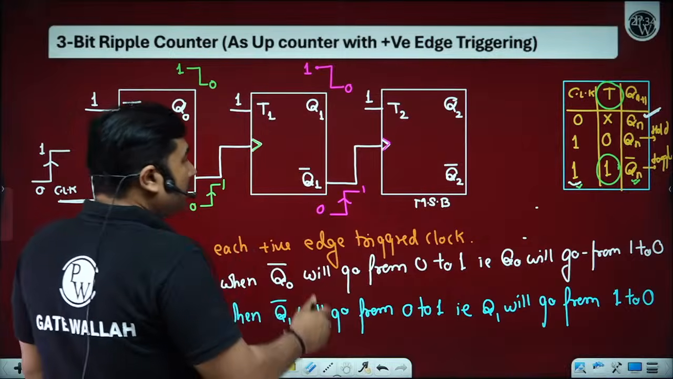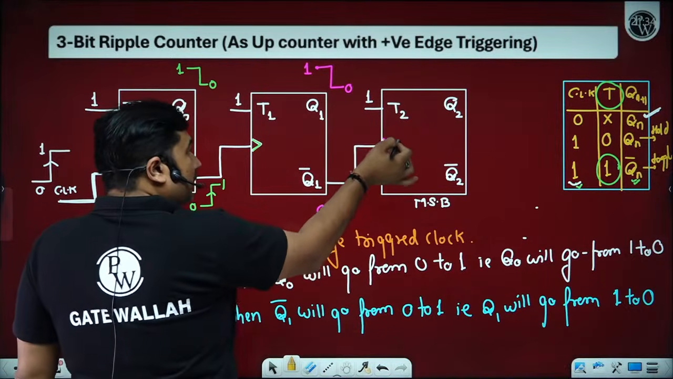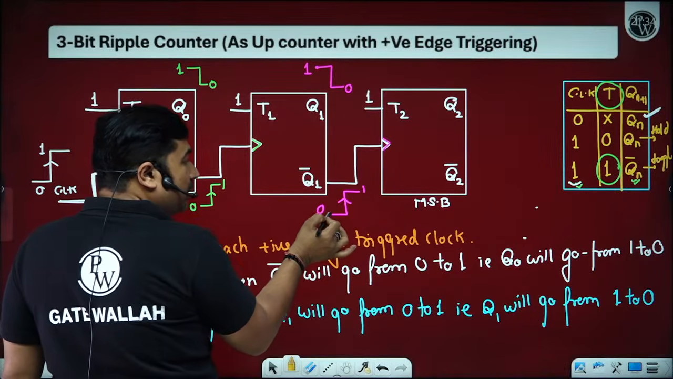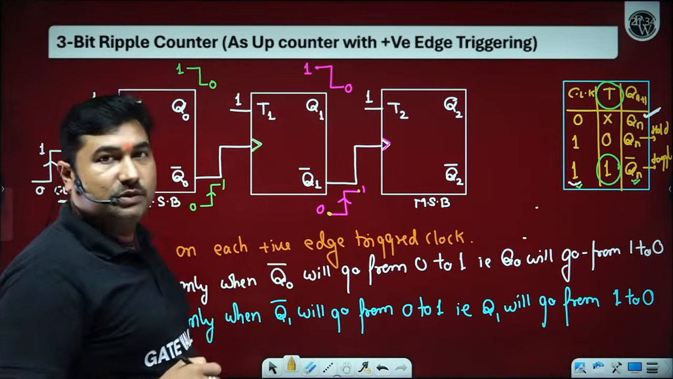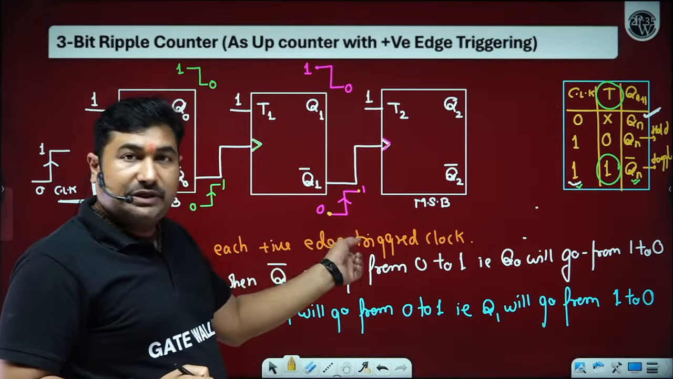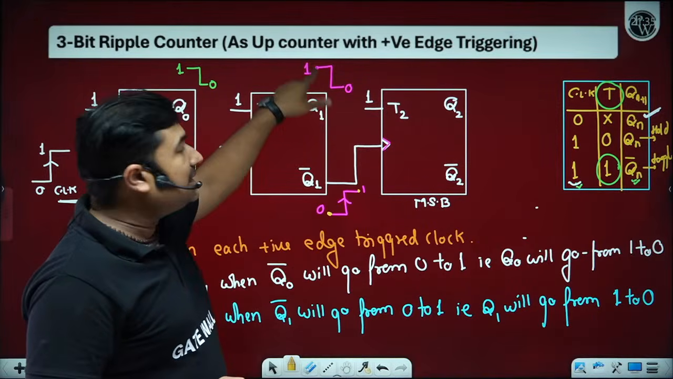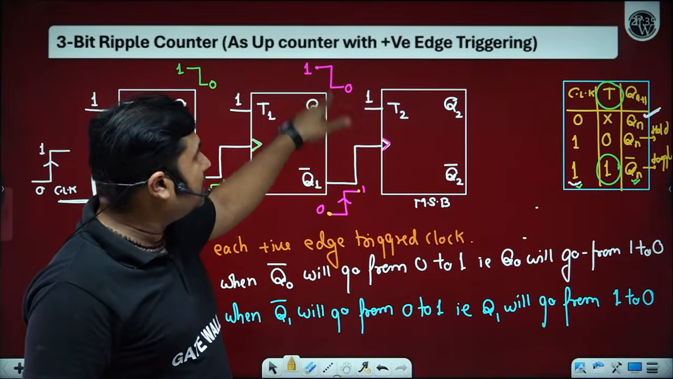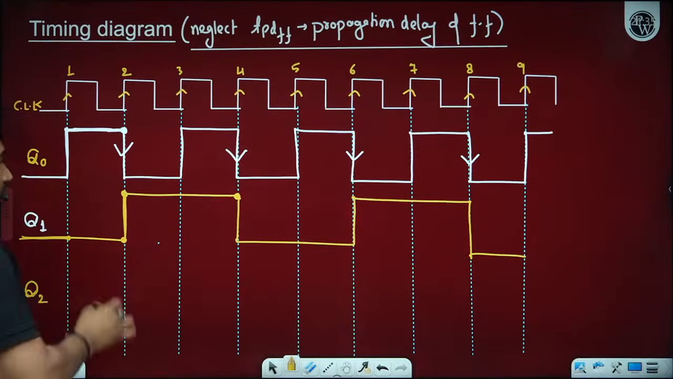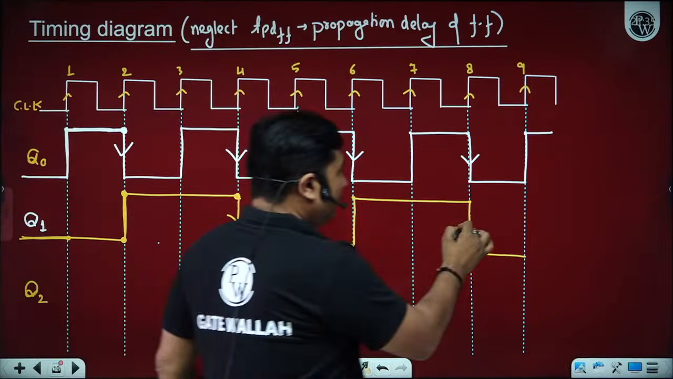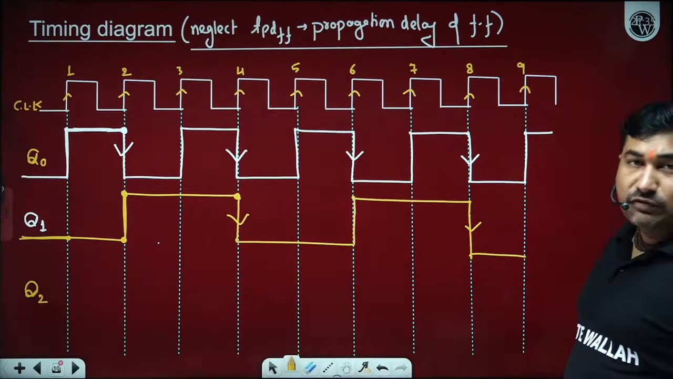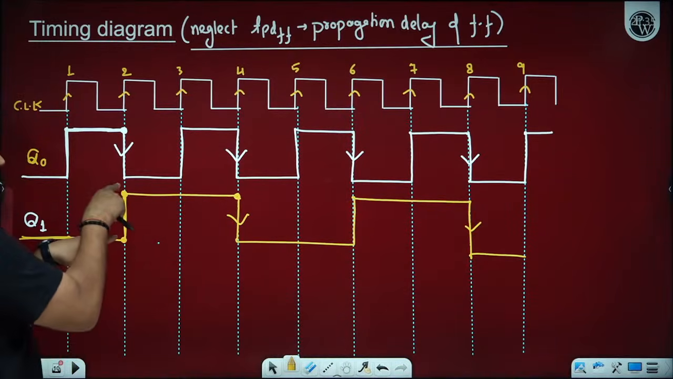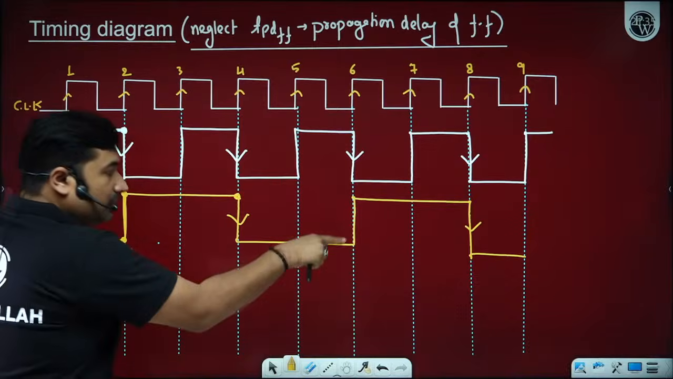So now please observe here, the T2 flip-flop will have the clock Q1 complement. Whenever Q1 complement changes from 0 to 1, Q1 changes from 1 to 0. So you have to observe where Q1 is changing from 1 to 0. Q1 is changing from 1 to 0 only at these two positions. Here it is changing from low level to high level to low level.